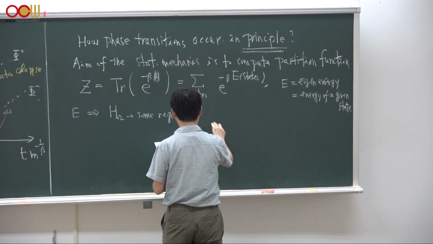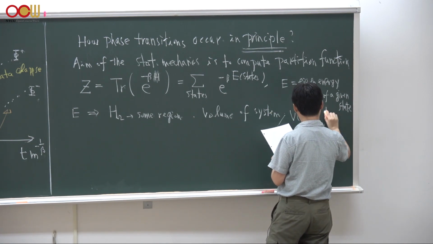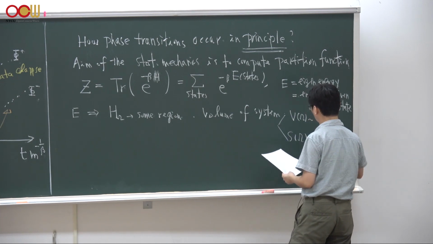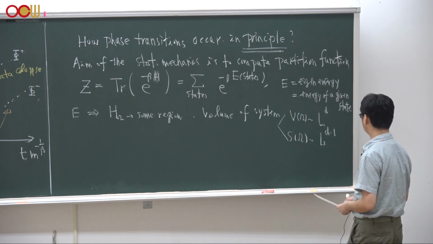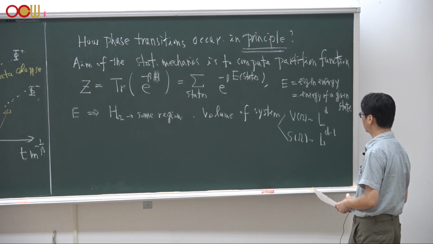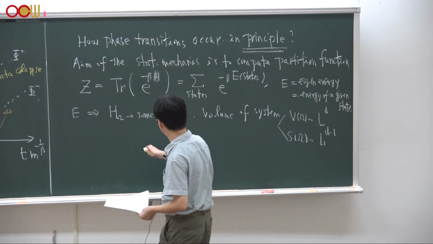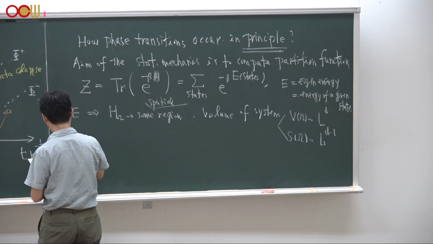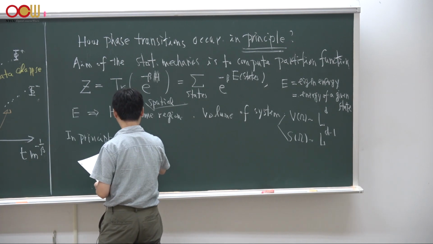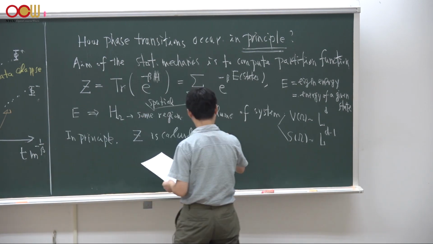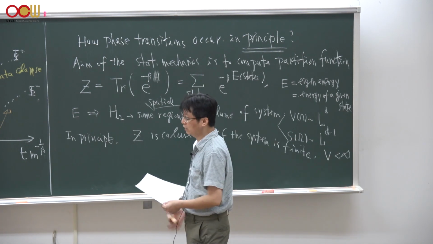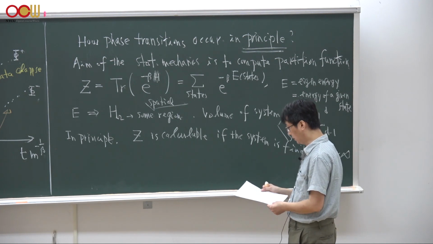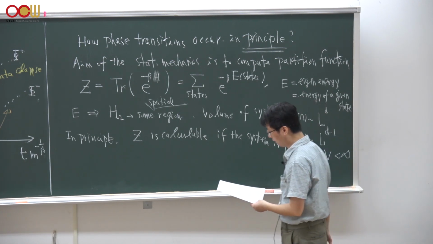And the volume of the system is given by L to the power of D, where L is the system size and D is the dimensionality of the system, and the surface area of the system is proportional to L to the power of D minus 1, and this omega refers to the spatial region where your Hamiltonian is defined. In principle, this partition function Z is calculable if the system is finite. When the size of the system is finite and the volume is finite, everything is finite, so the partition function could be computed. We need to worry about the boundary condition.